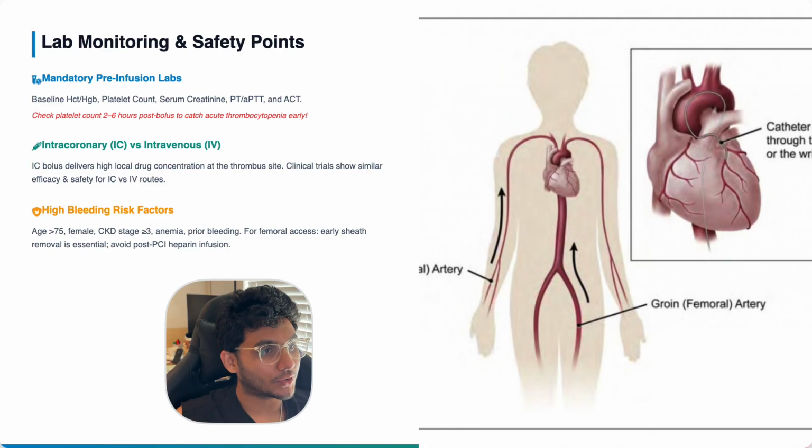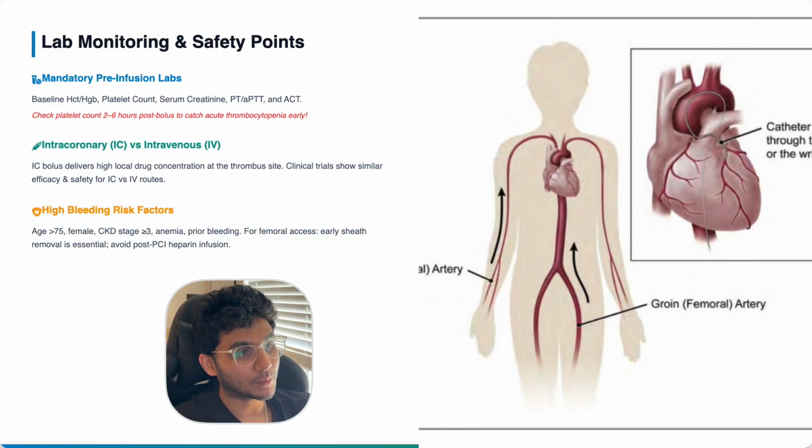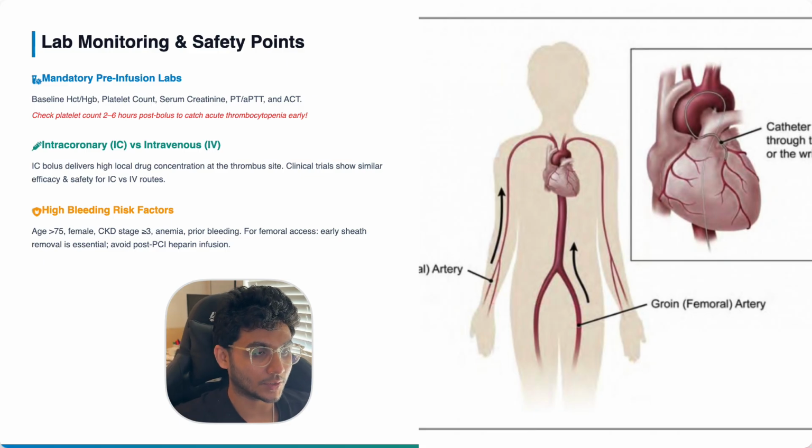Alright, so some of the lab monitoring and safety points you need to check. Mandatory pre-infusion labs include a baseline hematocrit and hemoglobin, a platelet count, serum creatinine, PT, PTT, and ACT when you're dealing with cath lab patients. You need to check platelet count every 2 to 6 hours until the infusion is finished to catch early acute thrombocytopenia, because that's the most well-known side effect of this medicine. Intracoronary versus IV: IC bolus delivers high local drug concentrations at the thrombus site. Clinical trials, although, have shown similar efficacy and safety for IC versus IV routes, so it doesn't matter.